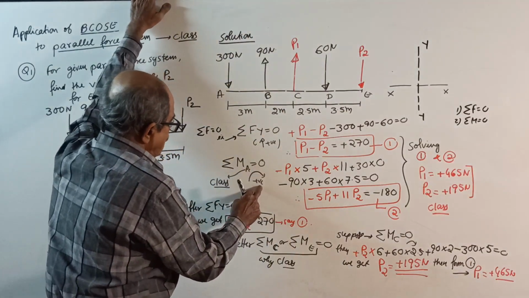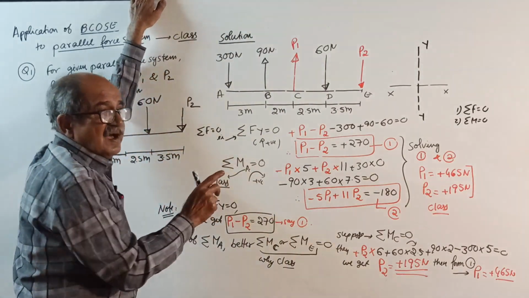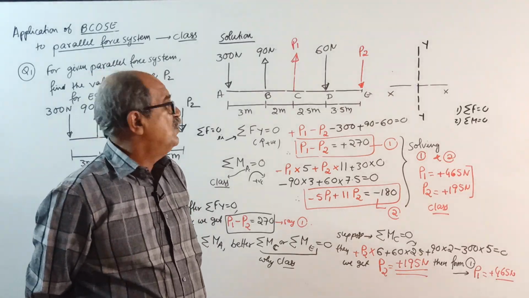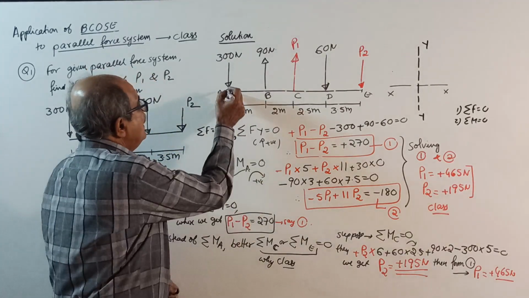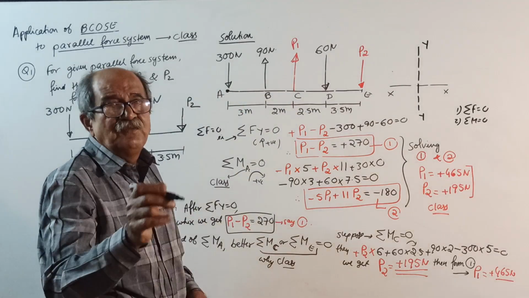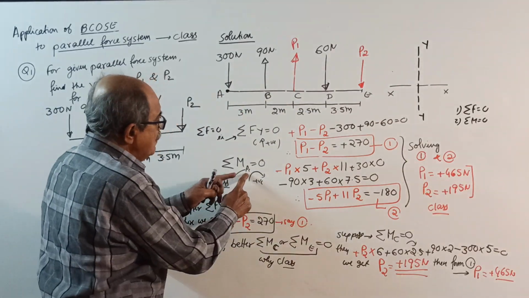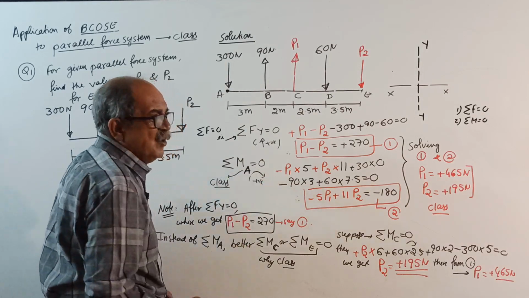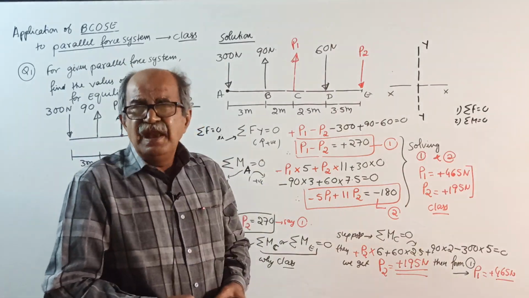Sigma M about A equal to 0. Class, right now it is sigma M about any point equal to 0. I will take about A. Little later, I will give information for you. Somebody will ask, sir, why A? Take any point. Don't ask me why.